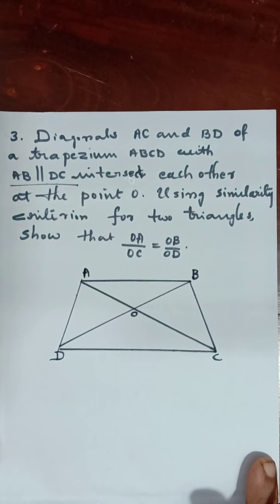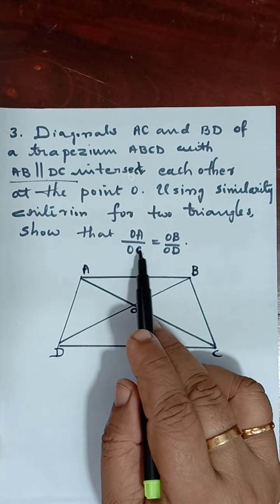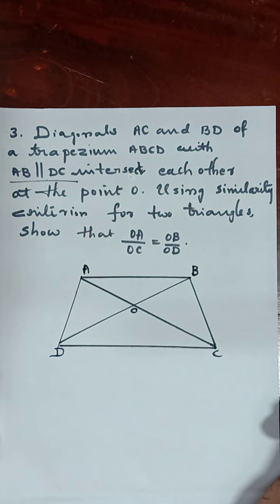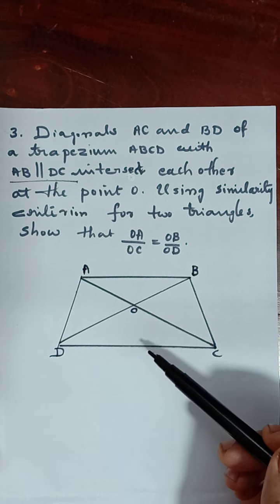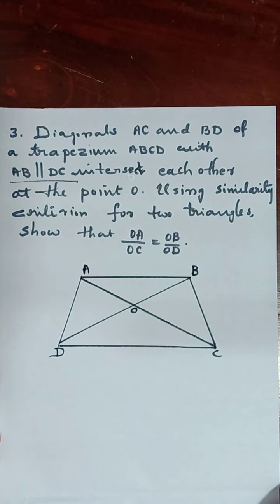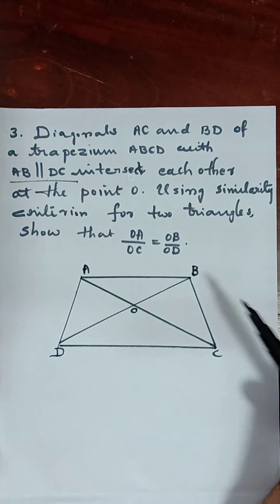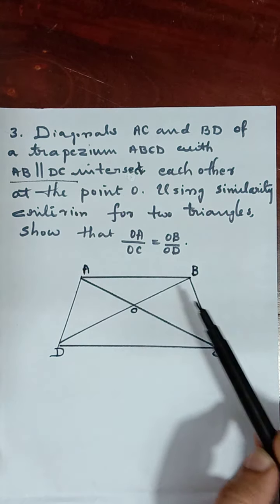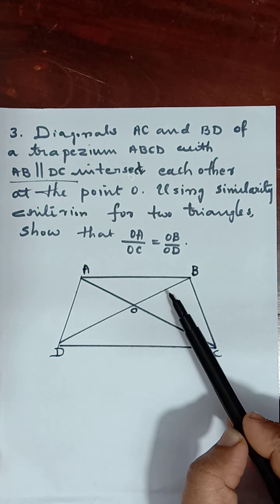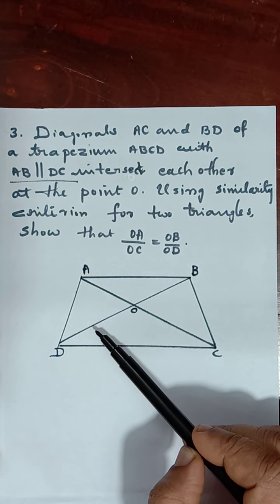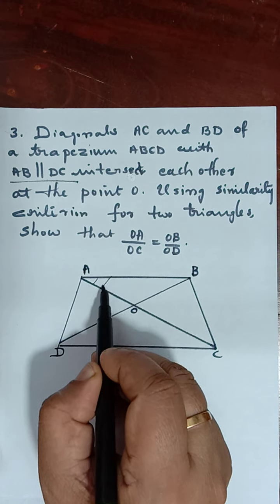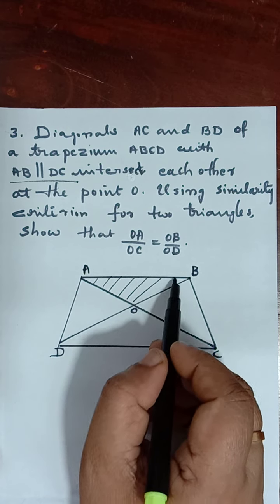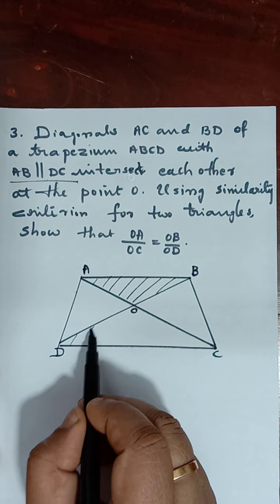So for proving the ratio to be equal, first we have to consider two triangles as similar. If two triangles are similar, then corresponding sides are proportional. Which are the two triangles we have to consider? We have to get the portion OA, OC, OB and OD. So let us consider these two triangles, that is triangle AOB and triangle COD.